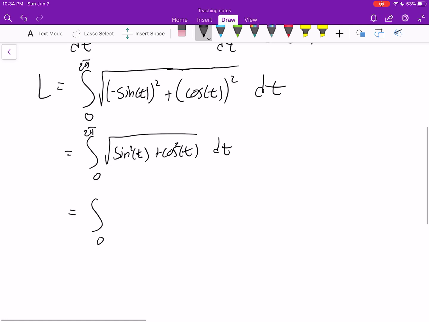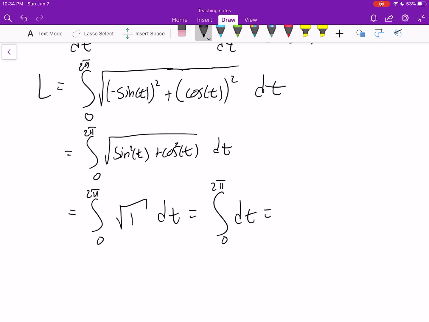This is the integral from 0 to 2 pi of the square root of sine squared plus cosine squared, which is 1. So let me shorten that. This is the square root of 1 dt. This is the integral from 0 to 2 pi dt. So this is t evaluated from 0 to 2 pi. This is 2 pi.